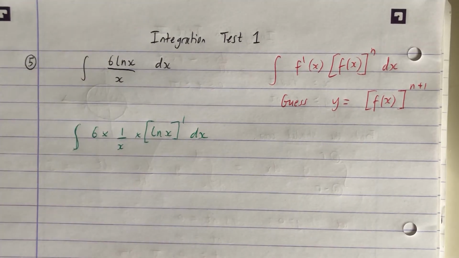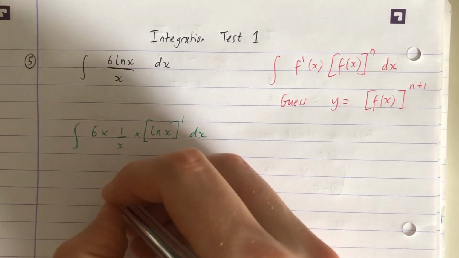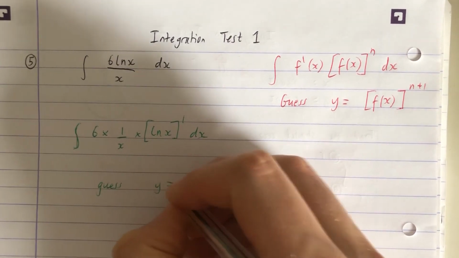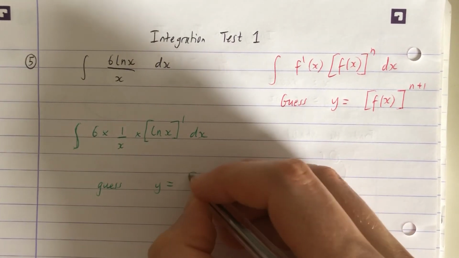Okay, so now I've spotted this pattern. My guess is always to guess one more than the power. So let's guess y is equal to ln x squared, for example.